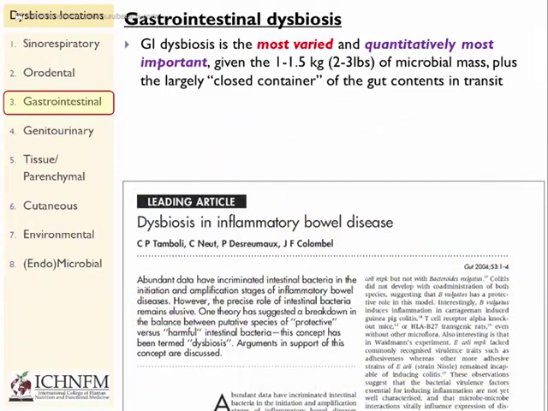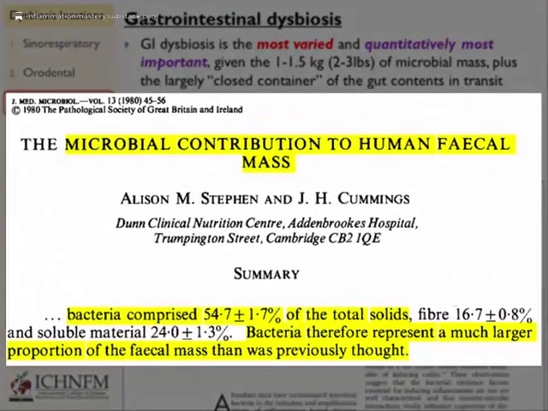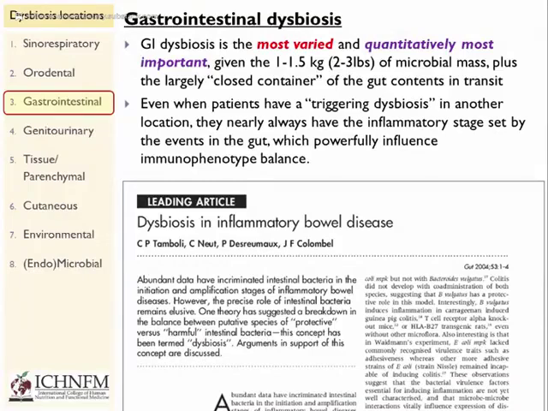So again, today we're going to focus on gastrointestinal dysbiosis. It is the most varied and quantitatively most important. So again, you've got pounds or kilograms of bacteria in your gut. You certainly don't have that quantity in your nasopharynx, genitourinary tract, or on your skin for that matter. So the potential impact of the gastrointestinal microbiome is massive, and that's why we see so many different clinical diseases associated with, causatively associated with, gastrointestinal dysbiosis.